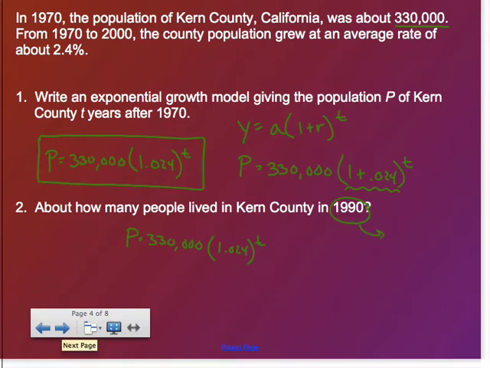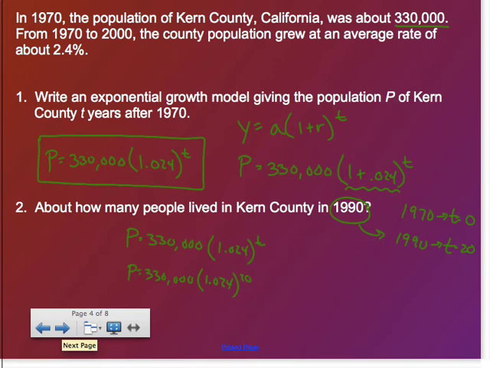So I have to think to myself, okay, I know that 1970 was t equals 0. So if that's the case, I know 1990 has got to be when t was equal to 20 years later. So if I plug that into my function, I have population equals 330,000 times 1.024, all raised to the 20.